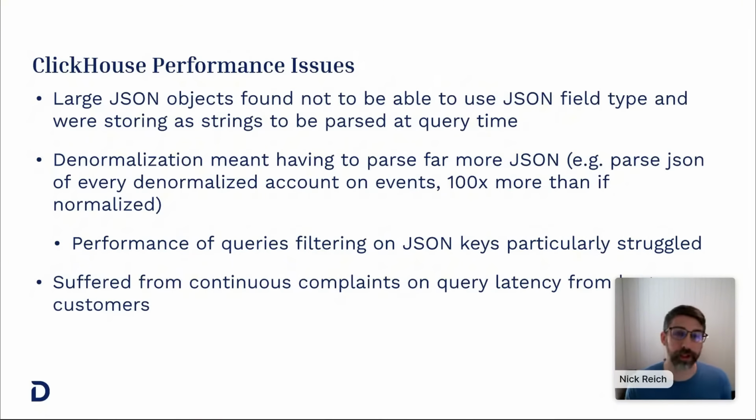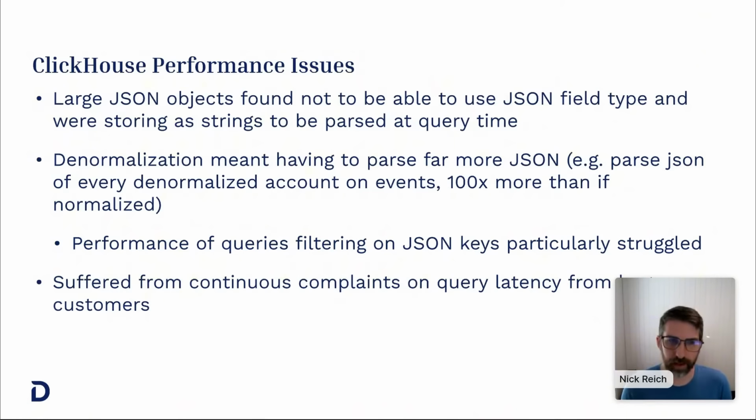And then on the performance issues, JSON has always been one of the challenges for us at Demandbase. Again, we have a lot of these big objects. Some of them are quite large, especially some of the custom data our customers bring in. And we found that we really couldn't use the JSON field type in ClickHouse. We had struggles with it. So we stored the JSON as a string, and we would parse it at query time.